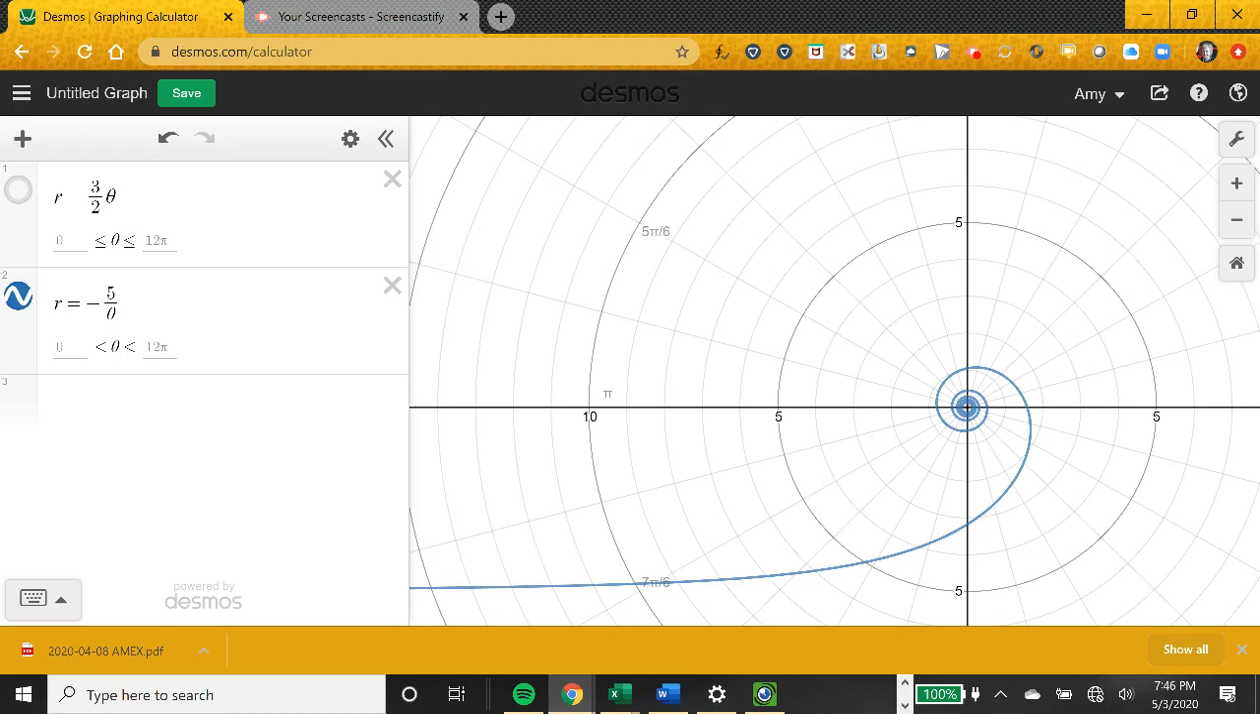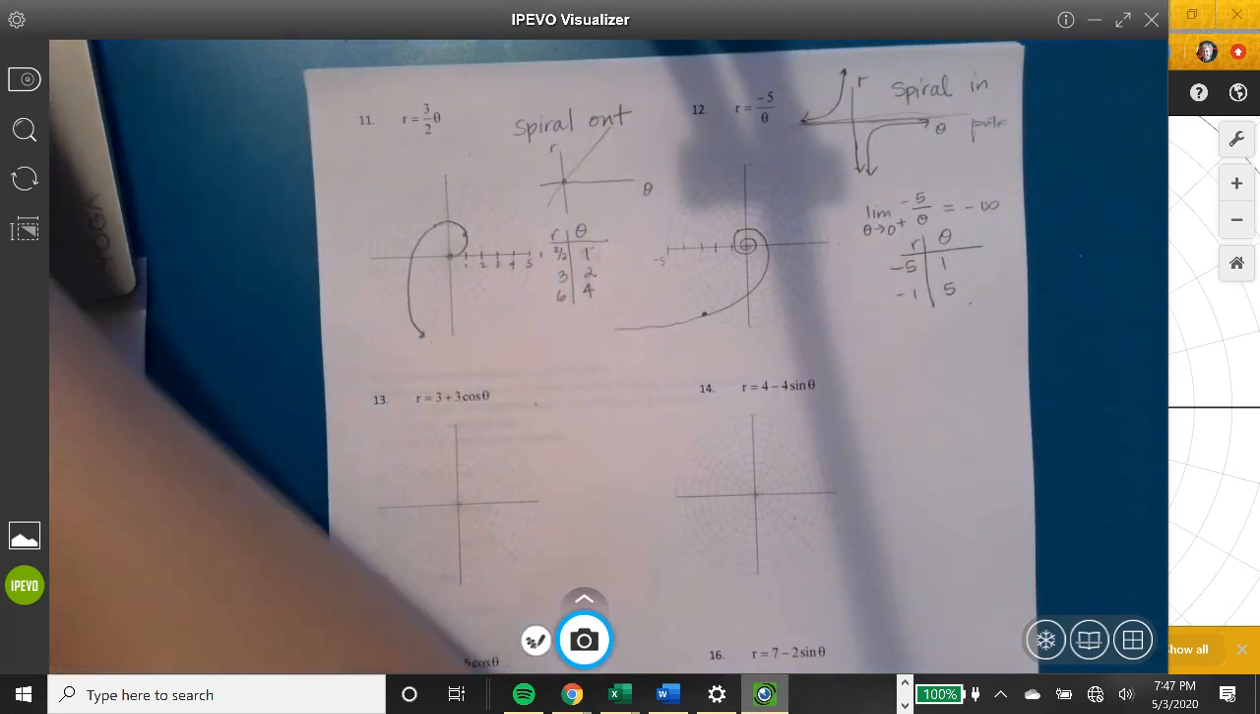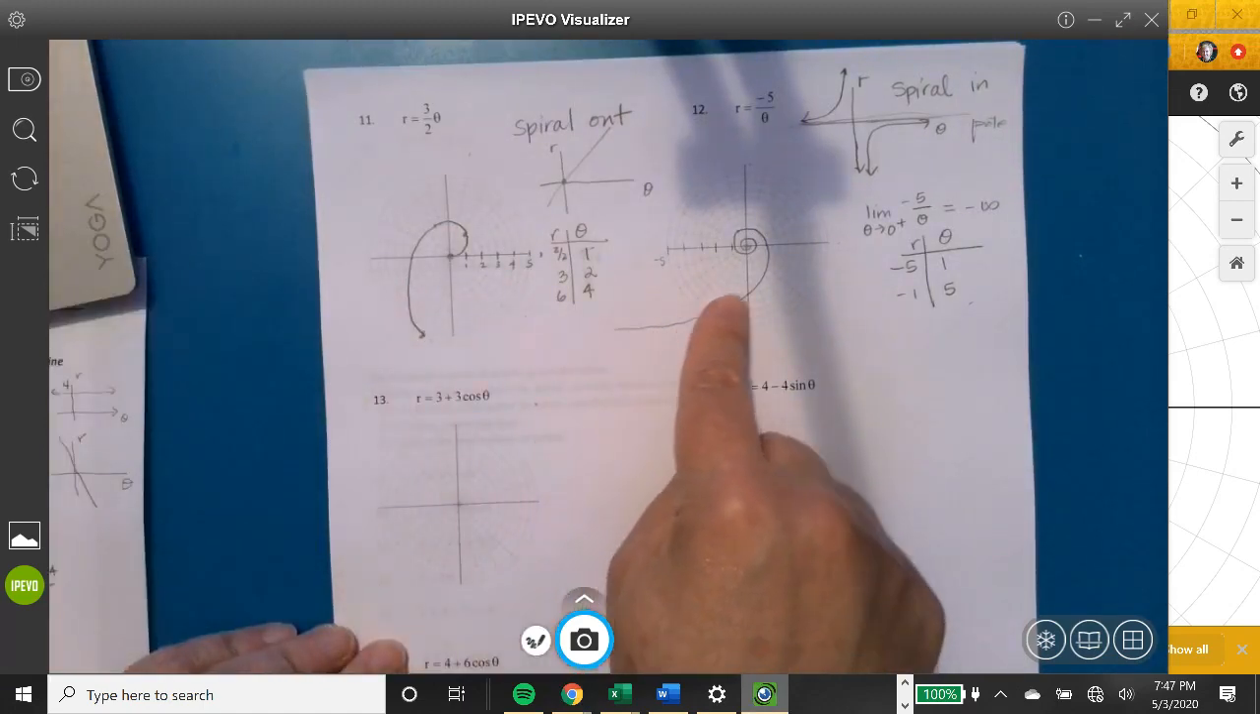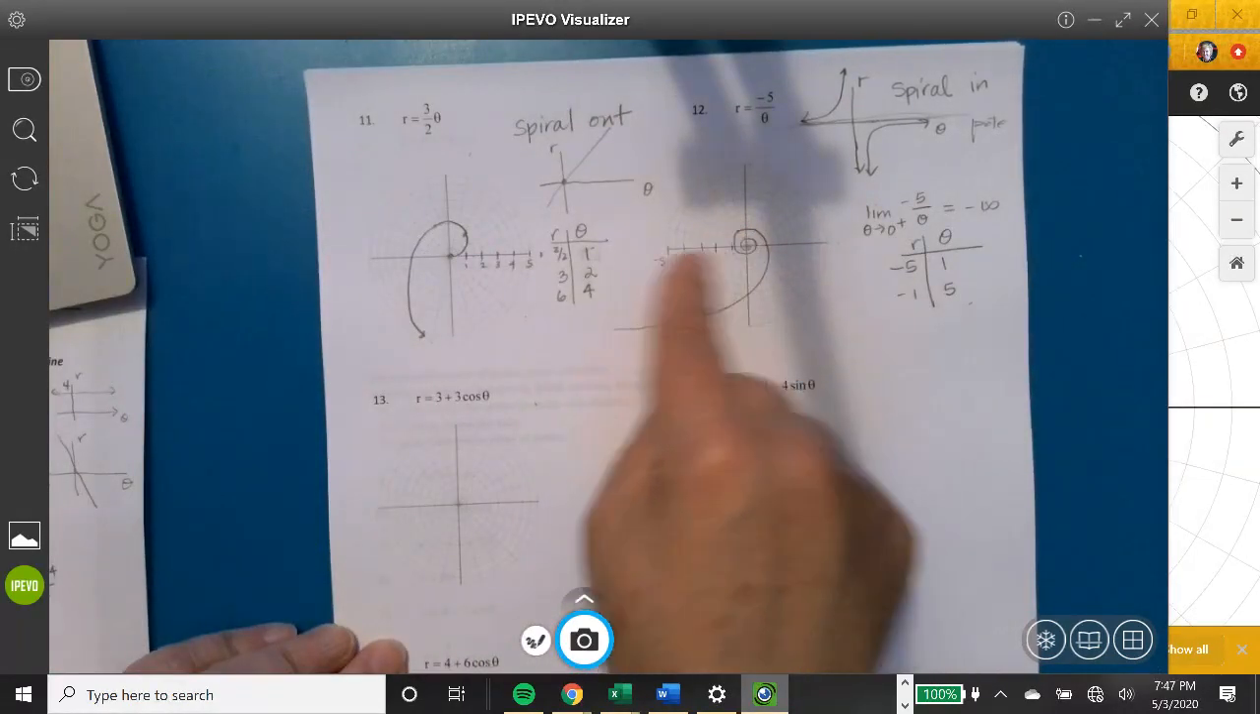So this is a spiral in. And it's spiraling in from the negative side because this R is going to negative infinity. So R is negative infinity out here and it's spiraling in, right? R is getting smaller and smaller from the negative side.